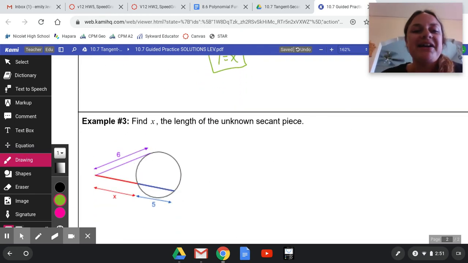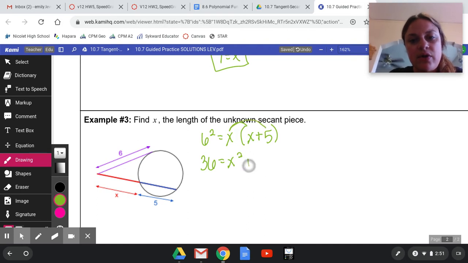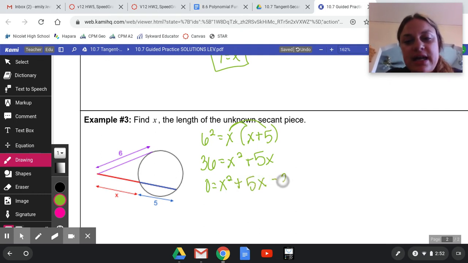All right, here we go. Example 3. Once again, tangent part squared, 6 squared is equal to the outside part of the secant, which is x, times the entire length of the secant, which is x plus 5. Got to add those up. 6 squared is 36. Distributing in that x, I would get x squared plus 5x. Okay, this looks a little bit like something that we have seen before. It is a quadratic, and in order to solve a quadratic, you need to get everything on the same side of the equation. So I'm going to subtract the 36 from both sides. So 0 is equal to x squared plus 5x minus 36.